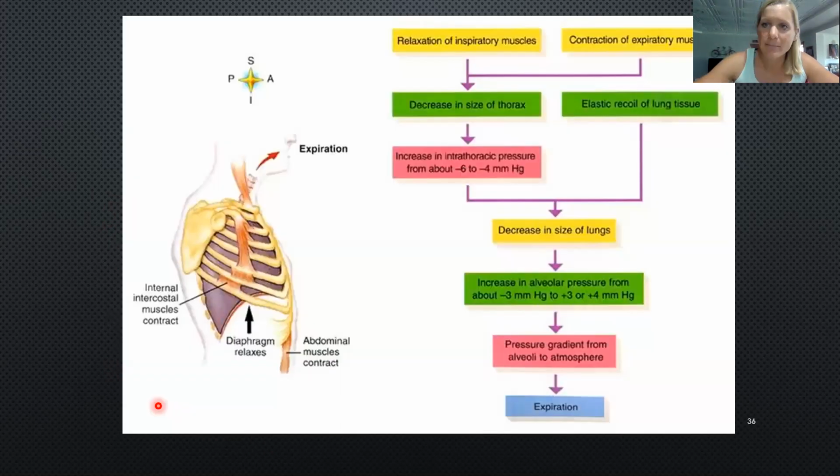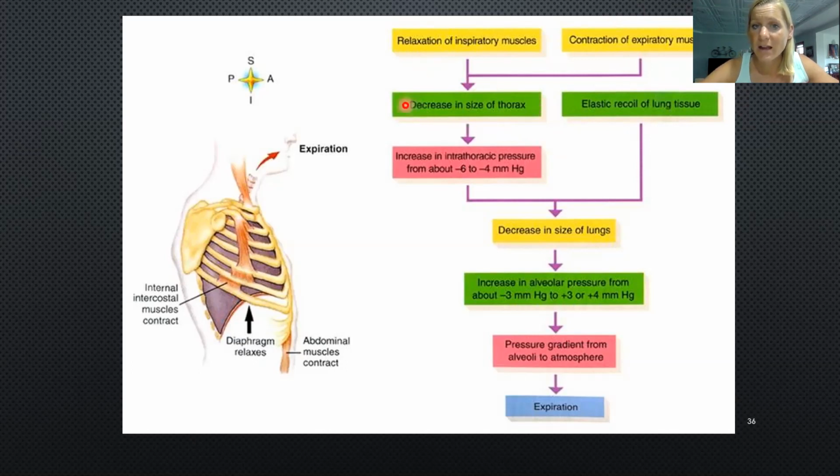So how does this happen? Again, remember that with inspiration, we had an increase in volume and a decrease in pressure inside the thoracic cavity, and air rushed in. Once that air is at equilibrium, now I'm ready to expire. So I'm going to have elastic recoil of the lungs. I'm going to relax those inspiratory muscles and contract those expiratory muscles if it's a forceful situation.